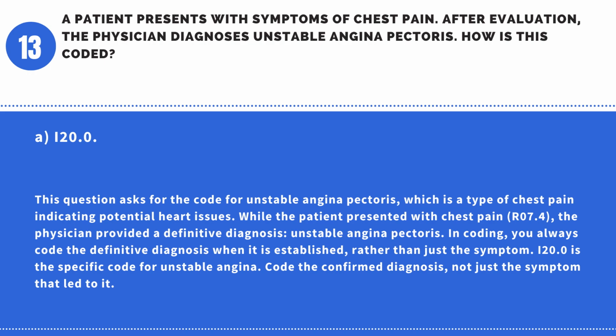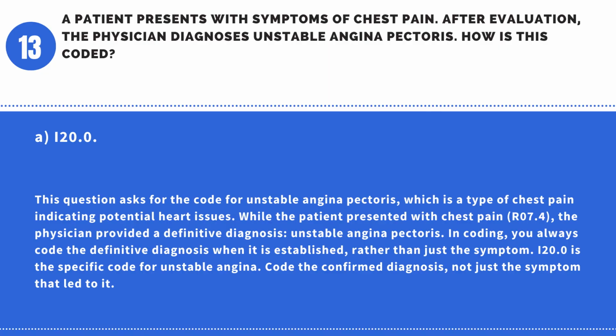Answer: A. I20.0. This question asks for the code for unstable angina pectoris, which is a type of chest pain indicating potential heart issues. While the patient presented with chest pain, R07.4, the physician provided a definitive diagnosis, unstable angina pectoris. In coding, you always code the definitive diagnosis when it is established, rather than just the symptom. I20.0 is the specific code for unstable angina. Code the confirmed diagnosis, not just the symptom that led to it.